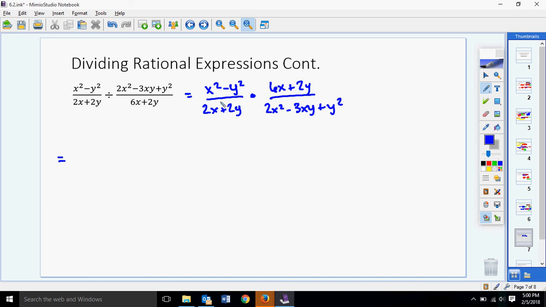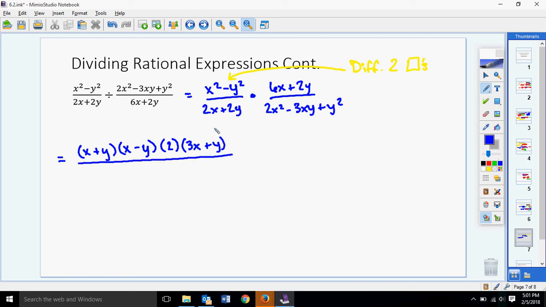Let's work on factoring. Notice that my first numerator is a difference of two squares. Difference of two squares gets factored into two sets of parentheses. They're identical except one is positive and one is negative. In the first position is the first thing being squared, second position is the second thing being squared. So it factors into x plus y and x minus y. The 6x plus 2y, I can take out a 2, and I'm left with 3x plus y.